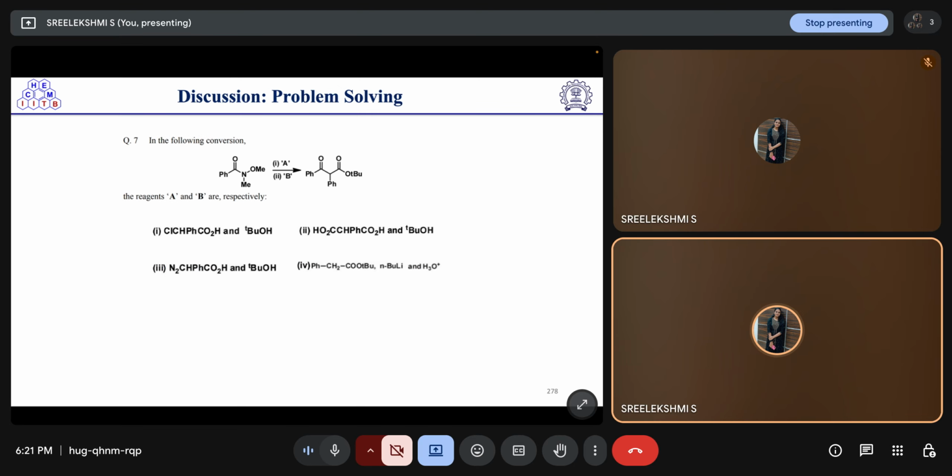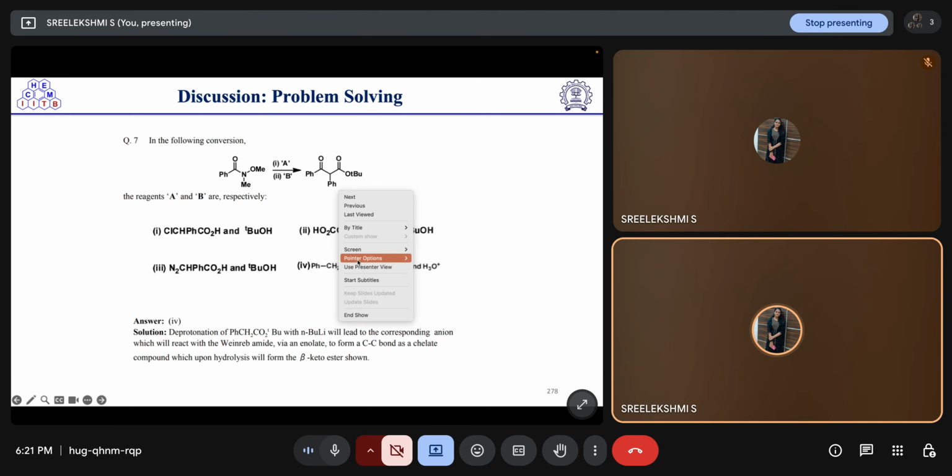Now the next question, in the following reaction the reagents A and B are respectively, so this Weinreb amide is converted into this compound, so which will be the corresponding reagents required for this transition?